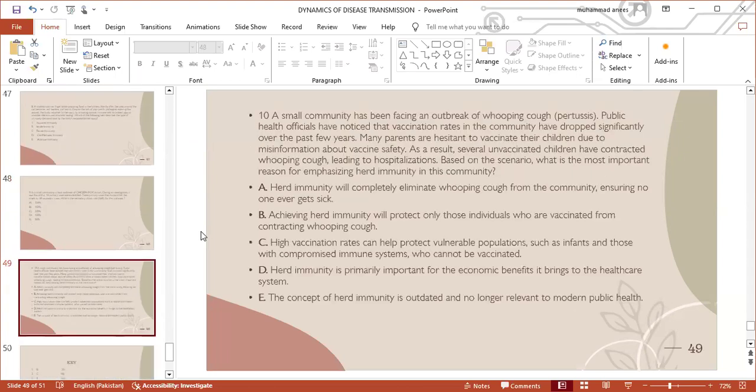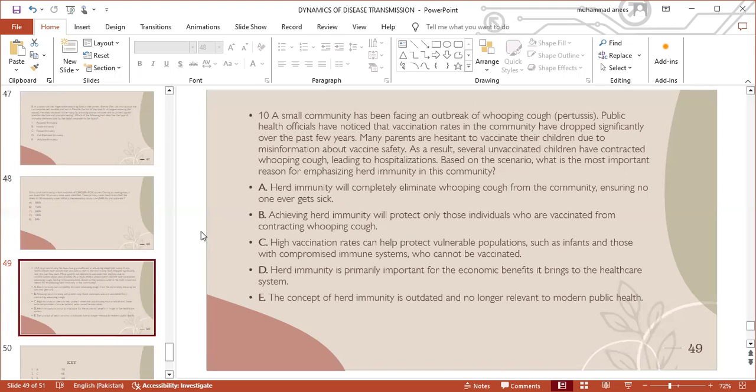10. A small community has been facing an outbreak of whooping cough, pertussis. Public health officials have noticed that vaccination rates in the community have dropped significantly over the past few years. Many parents are hesitant to vaccinate their children due to misinformation about the vaccine's safety. As a result, several unvaccinated children have contracted whooping cough, leading to hospitalization. Based on this scenario, what is the most important reason for emphasizing herd immunity in the community?